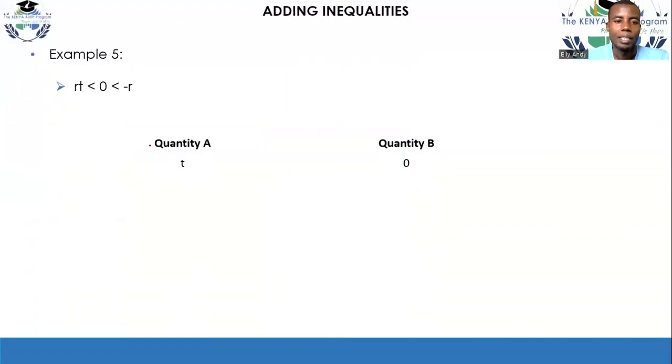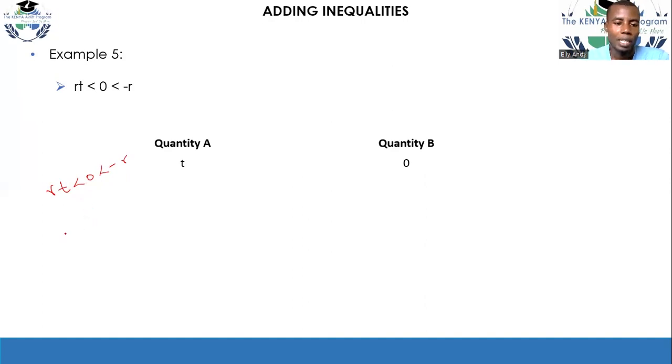Another example, in this case, we are having a quantitative comparison question where we need to find out whether quantity A is greater than quantity B, or they are equal, or whether we cannot tell the relationship between the two. As usual, simplification, looking at the inequality will help us a lot. So we have here RT less than 0, less than negative R. We look at this first half of the inequality and then the other half and see which information we can glean from each that can help us solve the given question.